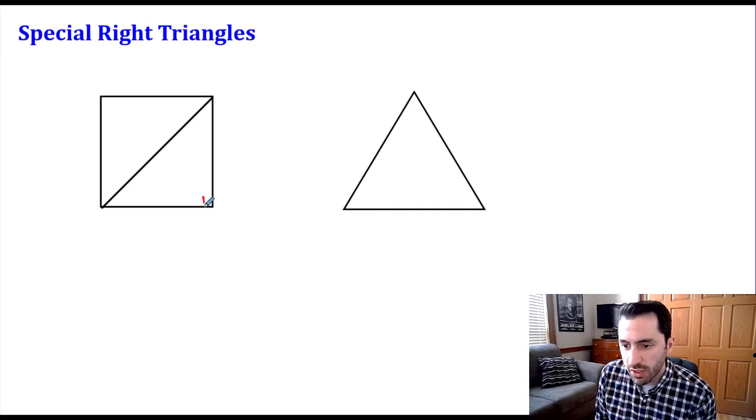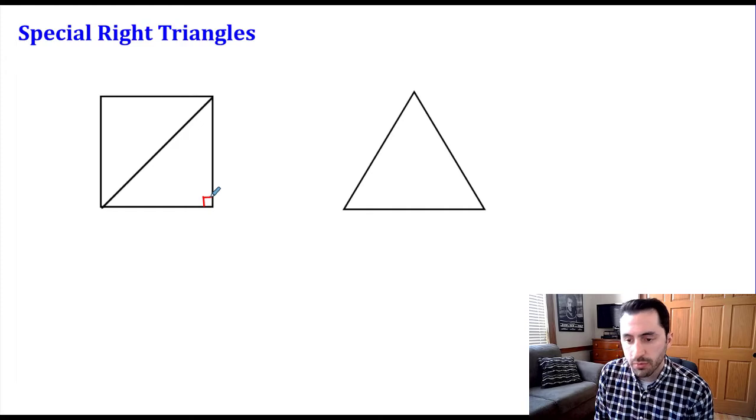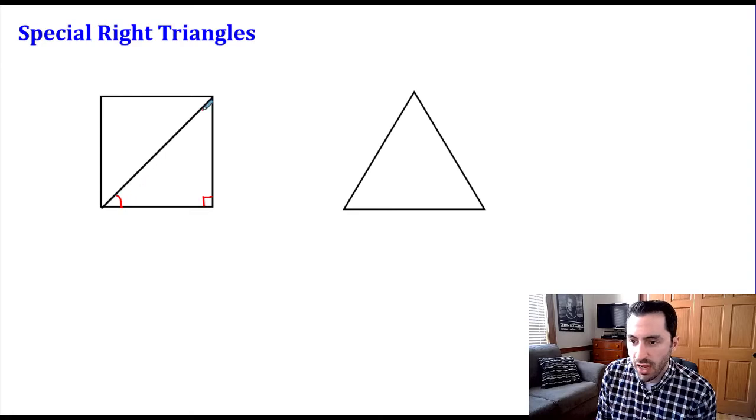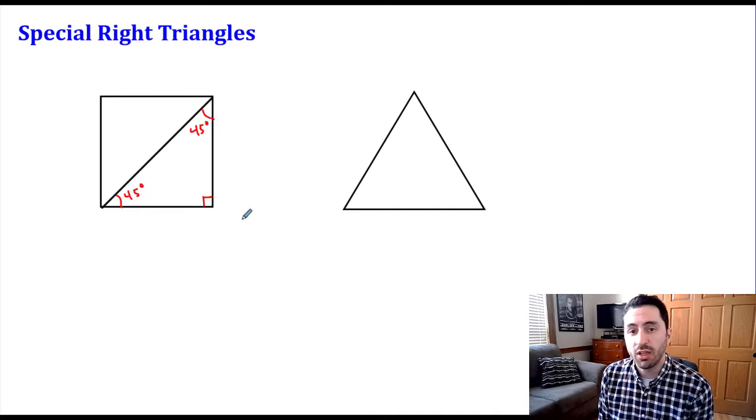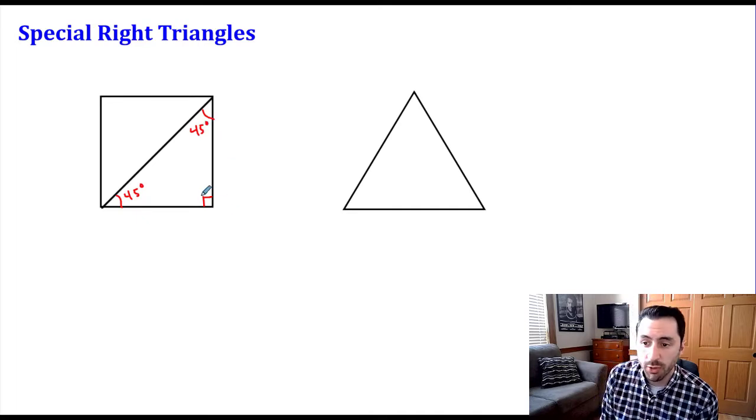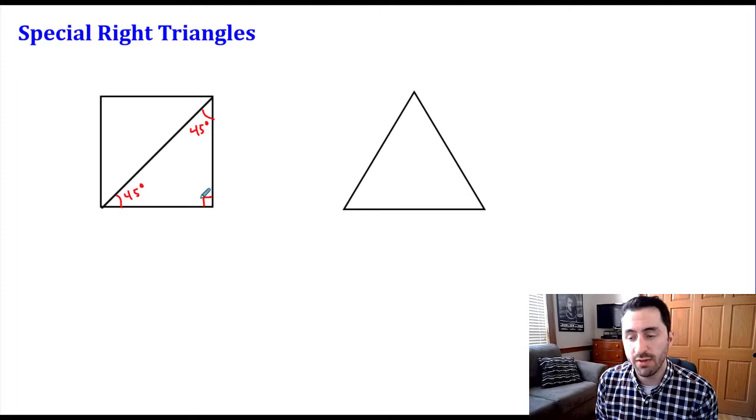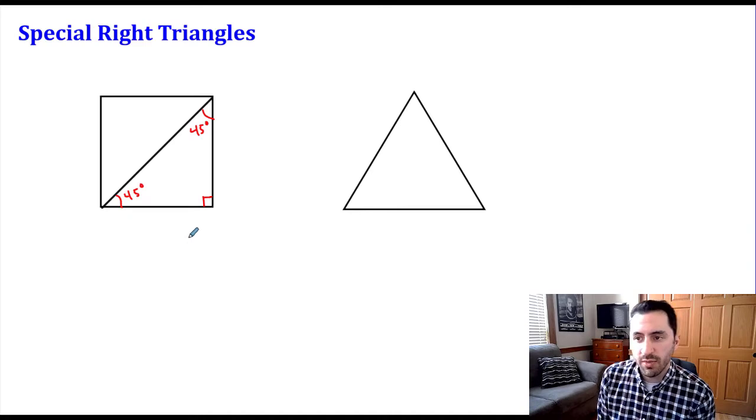And then we already know that a square has four right angles. And drawing in that diagonal actually splits these other two angles directly in half. So these two angles are 45 degrees. So taking a square, splitting it up into two triangles, we end up with two 45-45-90 triangles. Now, this is a special right triangle, and that means that the side lengths have a special ratio about them.